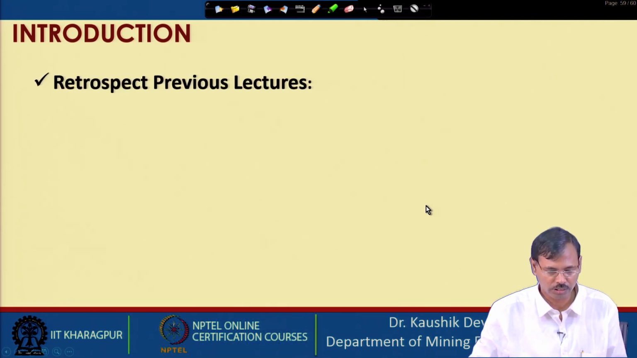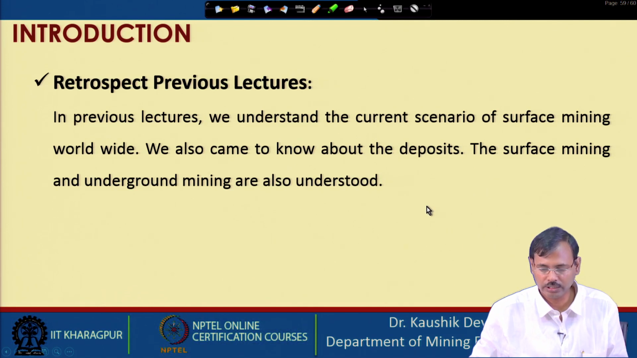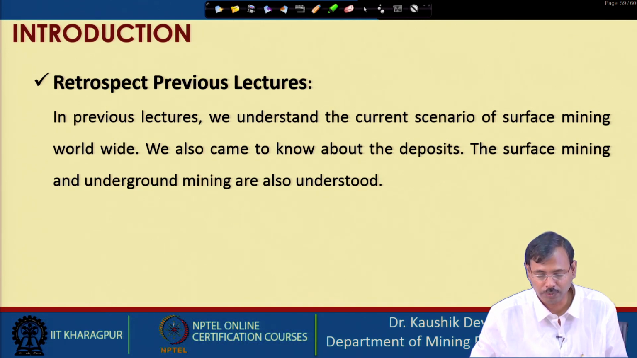Now, let us retrospect the previous lectures. In the previous lecture, we understood the surface mining scenario. We also covered the different types of stripping ratio, and based on that we decide whether to go for surface mining or underground mining. These are strategic, economic, and technical decisions.